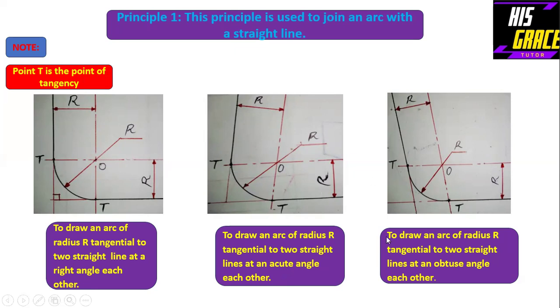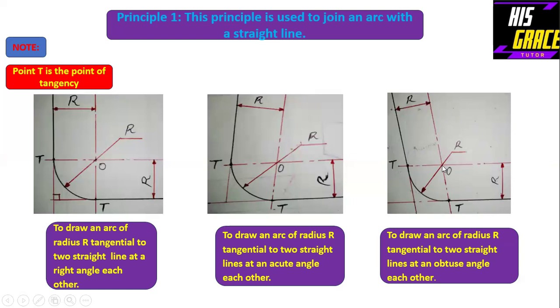Then the next one that we have is to draw an arc of radius r tangential to two straight lines at an obtuse angle to each other. So these two lines are at an obtuse angle to each other. That's an angle that's more than 90 degrees. So having drawn these lines at an obtuse angle to each other, we also need to draw this line parallel to this line, and we also draw this parallel line parallel to this line at a particular distance. I think I use 20 millimeters for each of them from this point. So they intersect at this point O here.